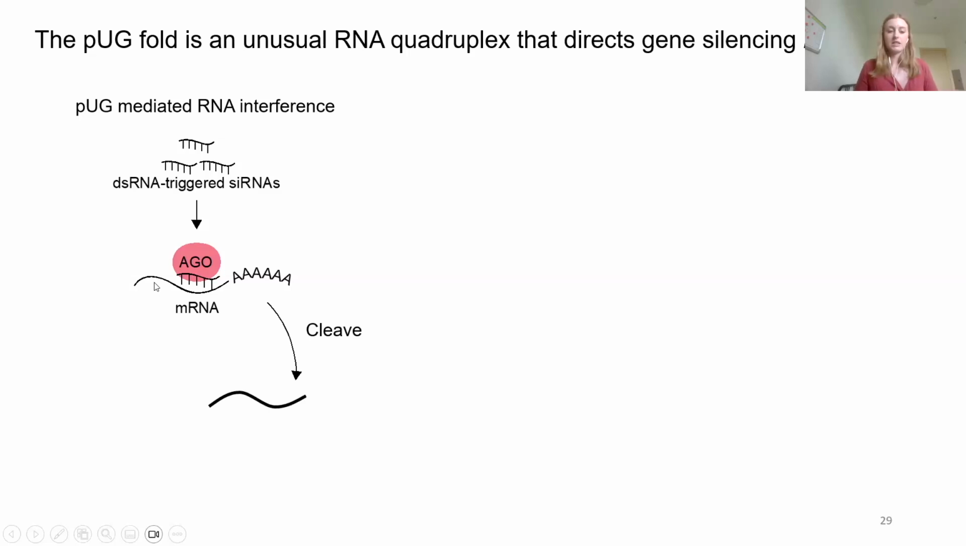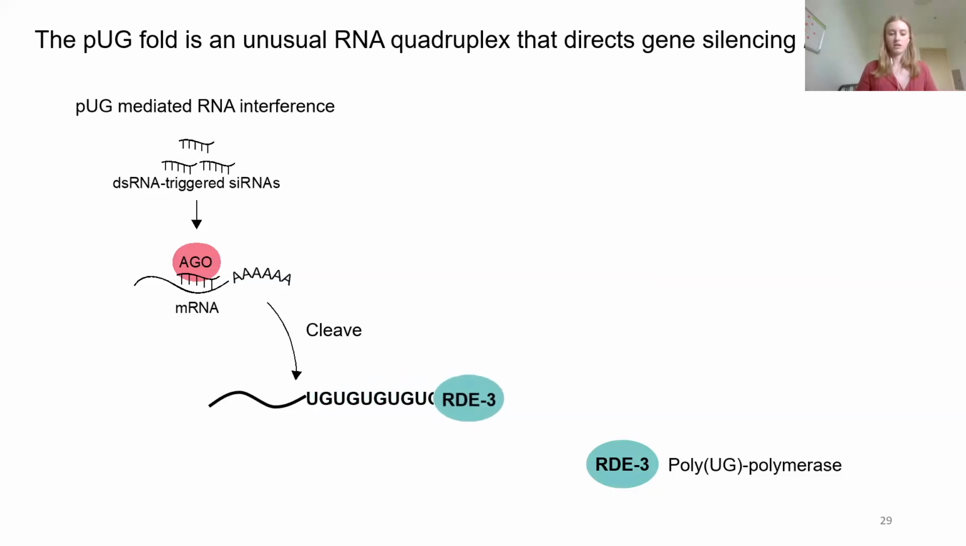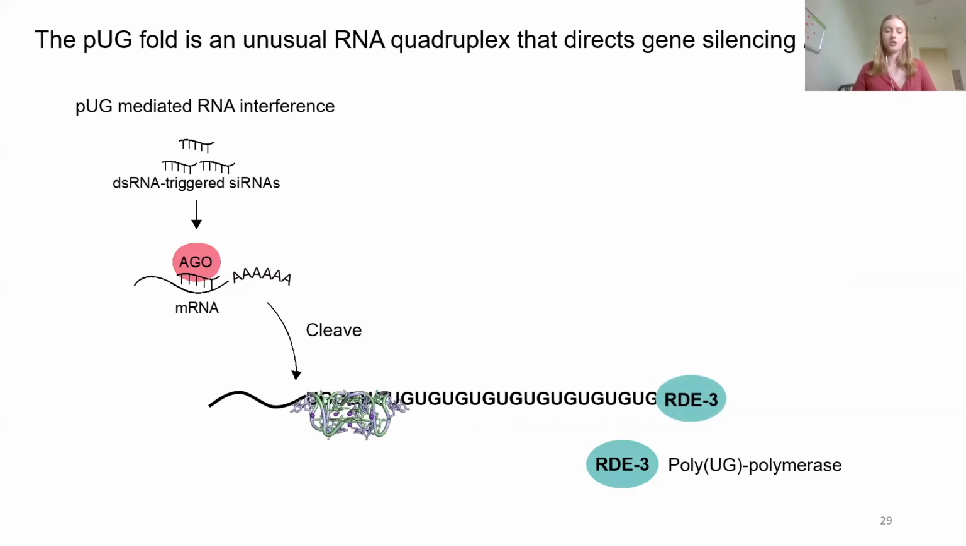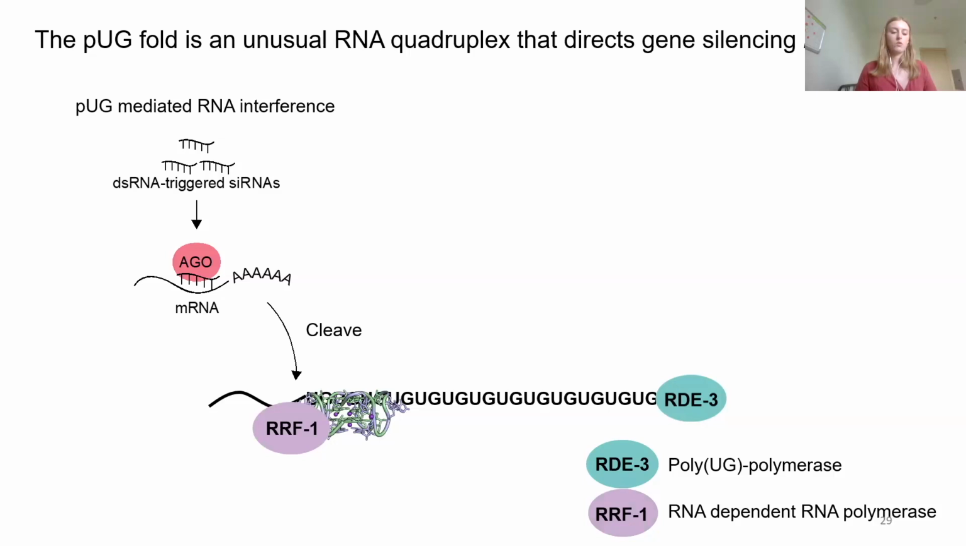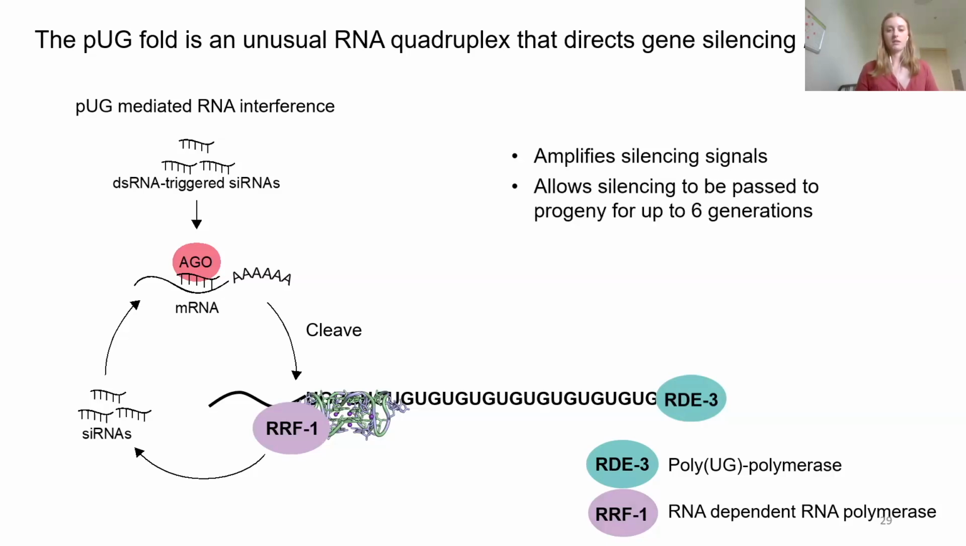These mRNAs are processed, cleaved, and then RDE3, our poly-UG polymerase, comes in and adds pug tails to the mRNAs being processed for silencing. Once those pug tails reach that necessary length, they're now able to fold into the pug fold. This pug fold then recruits an RNA-dependent RNA polymerase, which creates more secondary small interfering RNAs using that RNA as a template, which then feeds back up into this cycle and allows an amplification of this silencing signal. It also allows the silencing to be passed on to the progeny for up to 6 generations. So it causes this process called transgenerational epigenetic inheritance.